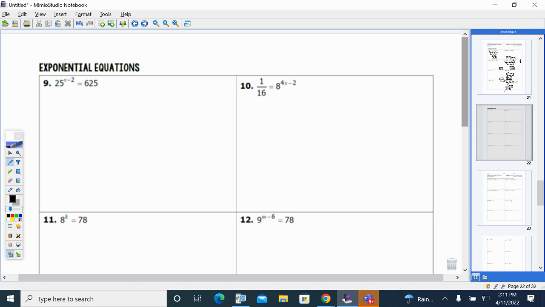All right, so exponential equations is what we have on the next page here. With exponential equations, it's all about same base. Can I get the same base? If not, what do I do? So number 9 and number 10 are going to be examples of same base.